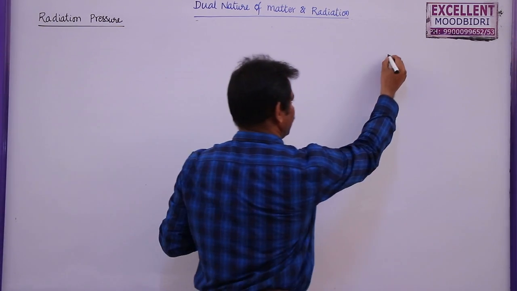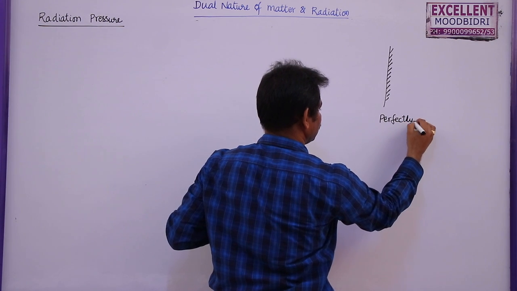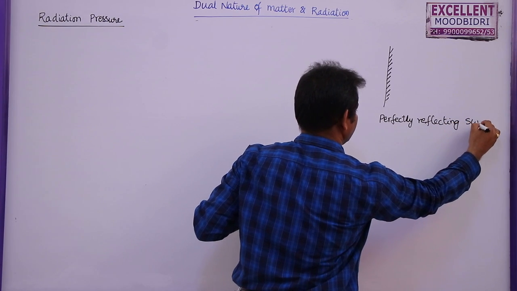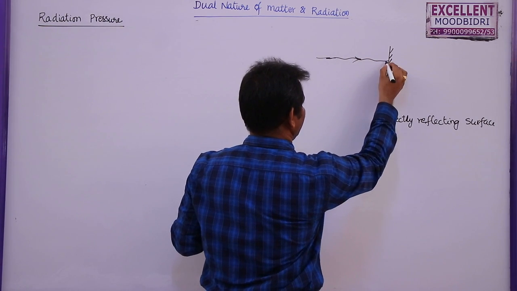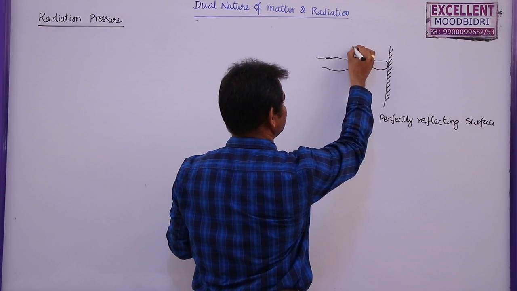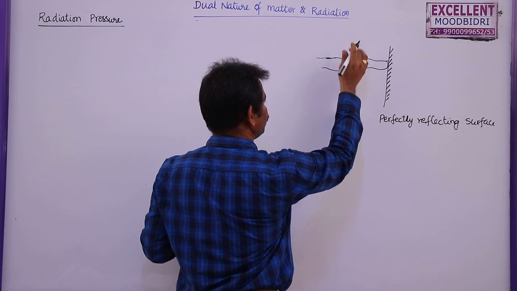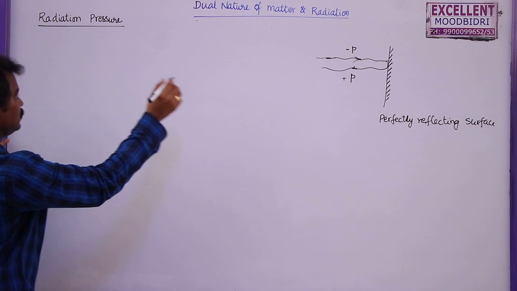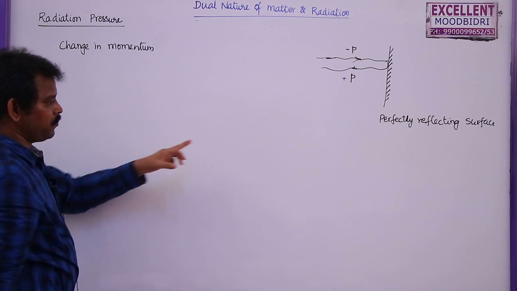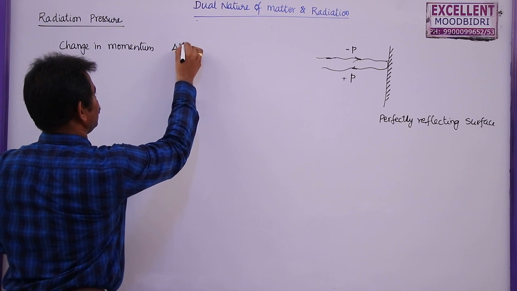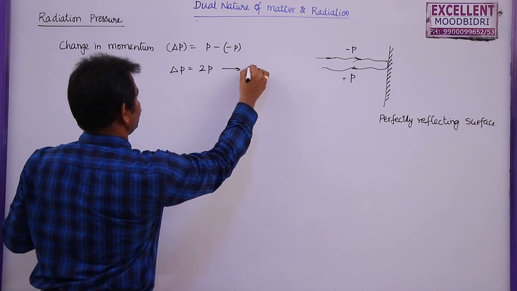Radiation pressure. Let us say some photons are incident on a perfectly reflecting surface. The surface which reflects all these photons perfectly is called a perfectly reflecting surface. Let us say some photons are incident on this and they are reflecting in the opposite direction. While moving in this direction, momentum is P, while coming back the momentum is P only. The only thing is, if you take one momentum as positive, the other will become negative. So what is the change in momentum? Change in momentum from a perfectly reflecting surface is given by delta P, which is equal to P minus (minus P). So change in momentum will become 2P, equation 1.